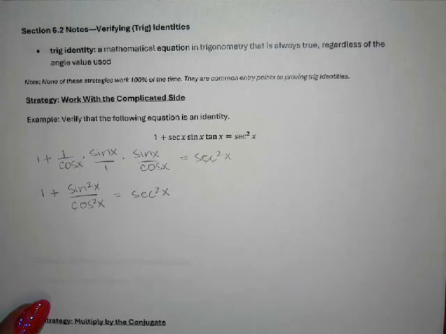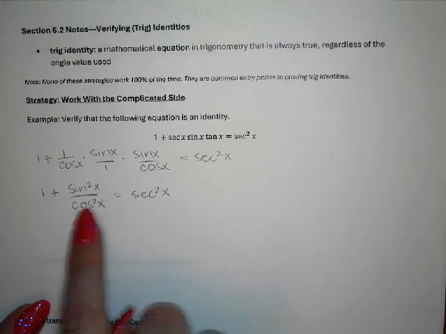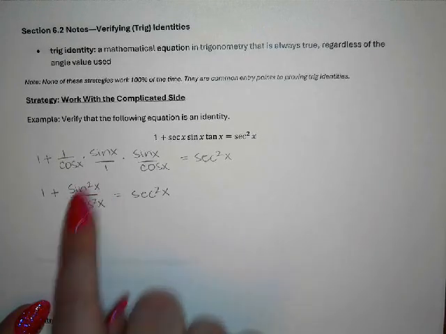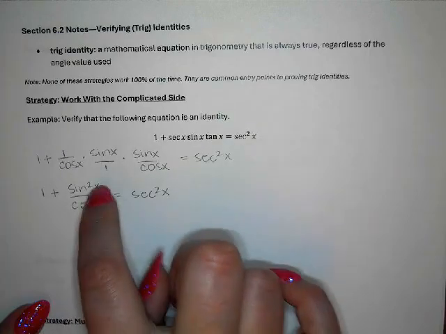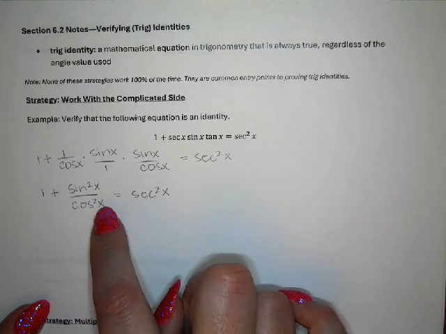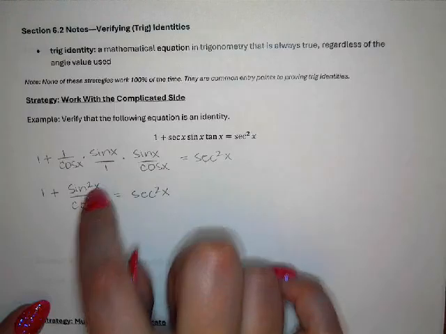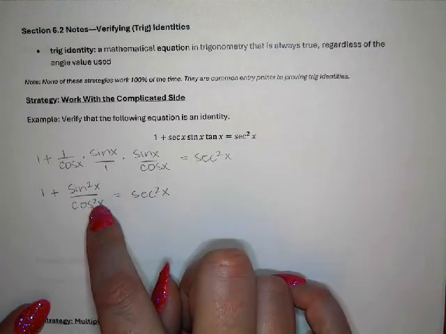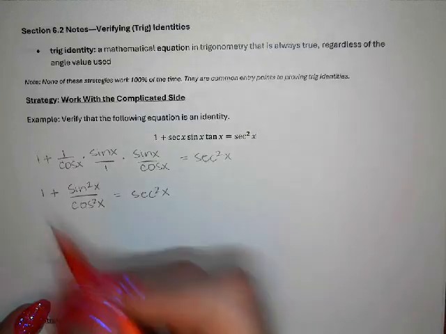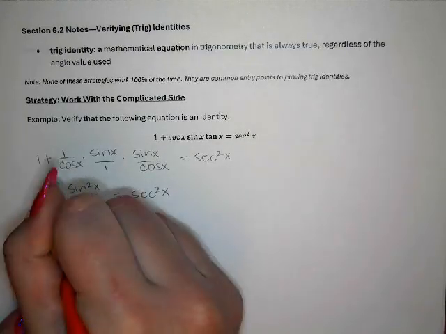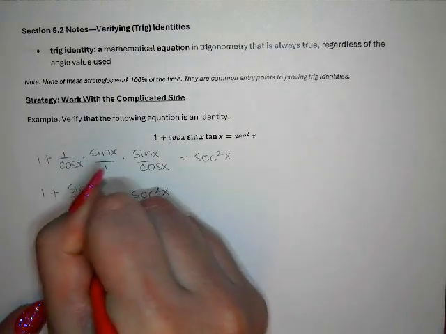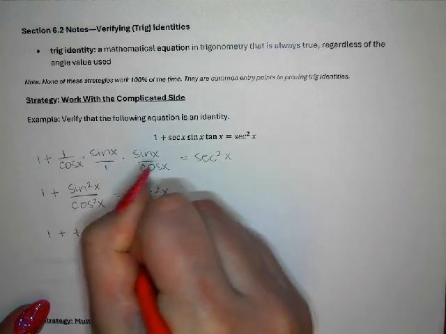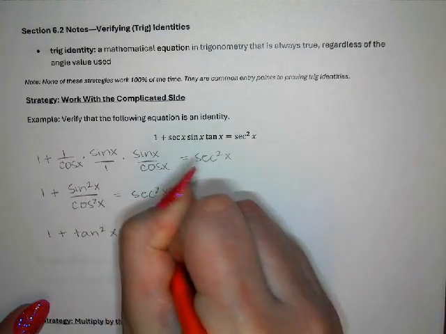But I'm going to take this and write it as tangent because I know sine over cos is tangent. And so that means that sine squared over cos squared is tangent squared. It would be sine over cos times sine over cos. So I'm going to say this is 1 plus tangent squared equals secant squared.